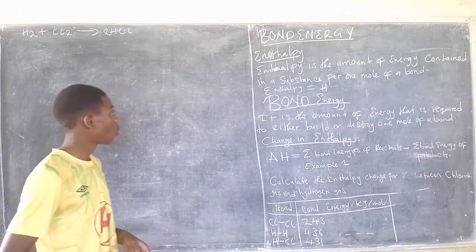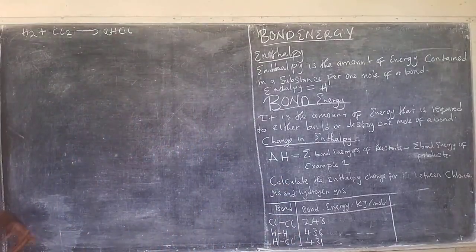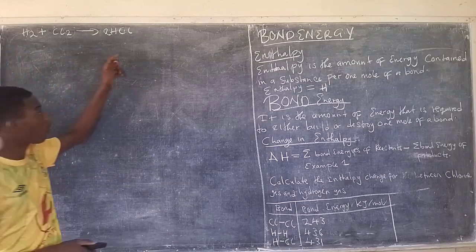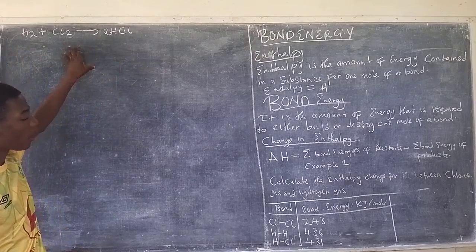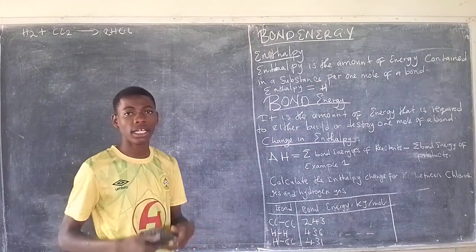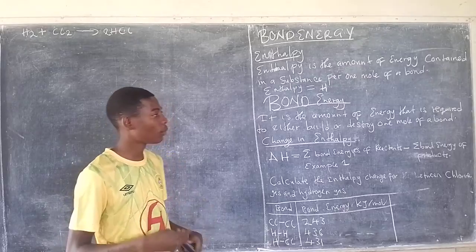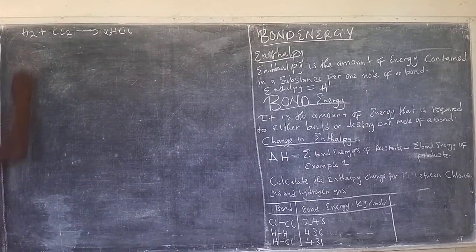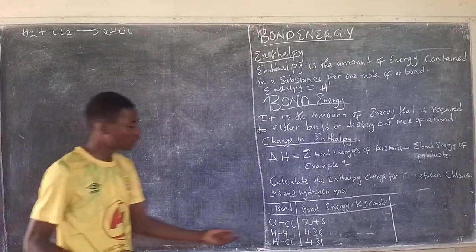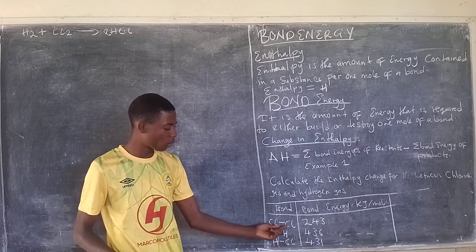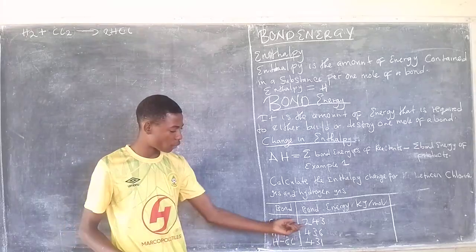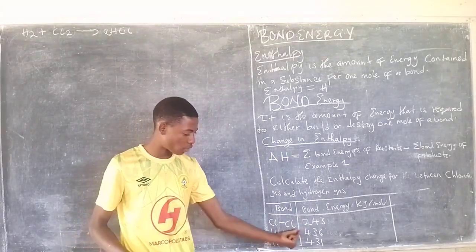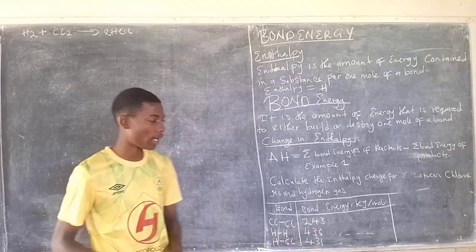With that, the question we have here is: calculate the enthalpy change for the bond between chlorine and hydrogen gas. When answering questions on the change in enthalpy, we always have to balance the equation, since we are dealing with the balanced chemical equation. So with that, we can answer this question. If chlorine bonds to chlorine, the amount of energy required is this. Hydrogen bonded to hydrogen, what is required is that.